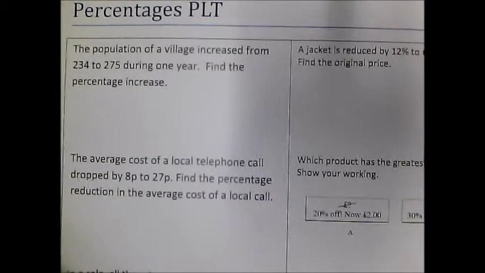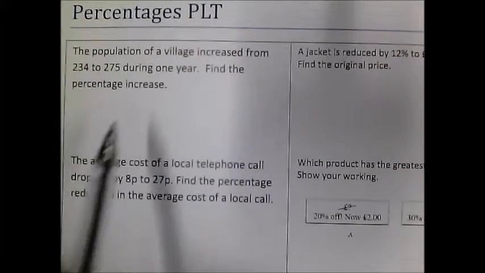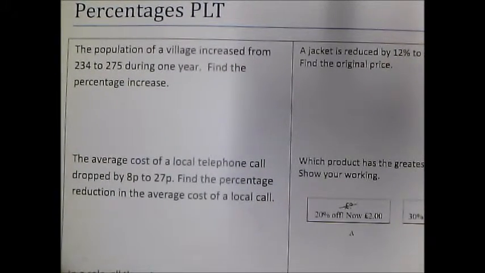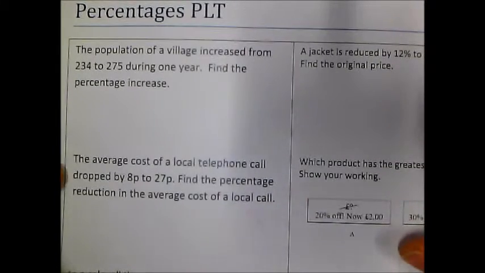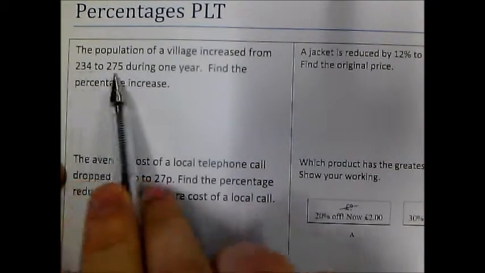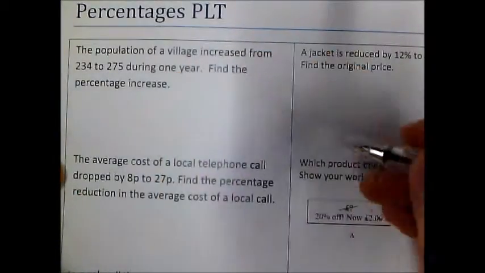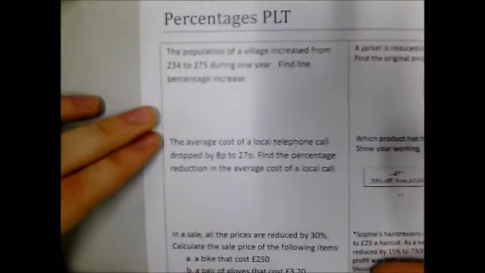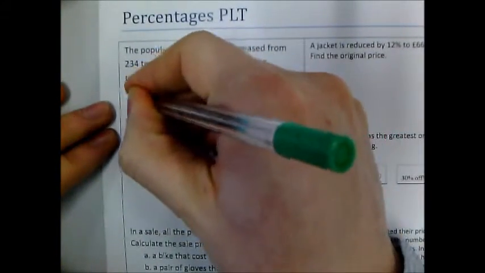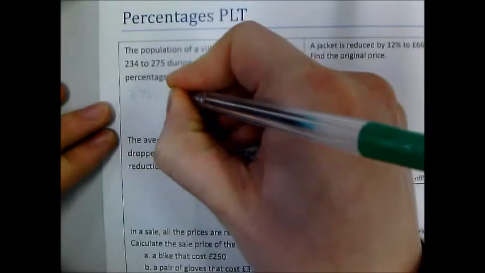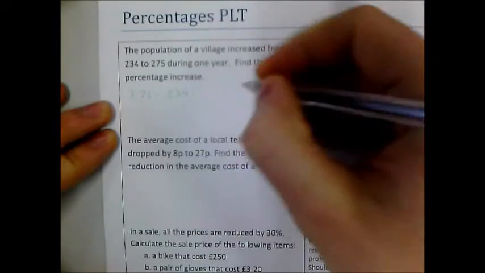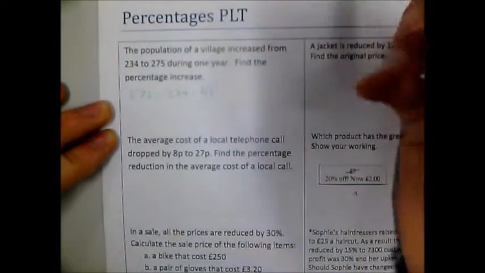Okay, let's have a look at the first one. The question's asking for the percentage increase, so how much is it increased by? In order for us to know what it's increased by as a percentage, we need to actually know how much it's changed. So if we do the sum 275 minus 234, this will tell us how much it's changed by. And we should have found it's changed by 41.